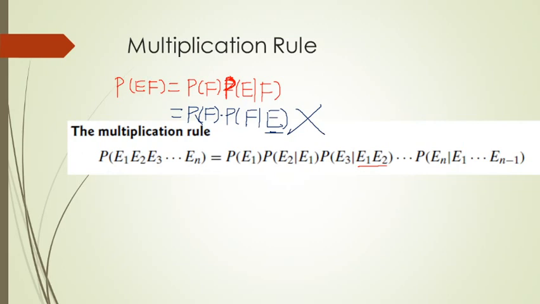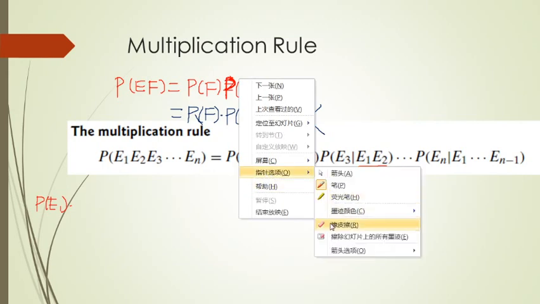And so on until the last one, times the conditional probability of En given the new event, the intersection of E1, E2, up to En minus 1, all occurring, okay? It's easy to verify that. You can extend the right side. The first one is the probability of E1.